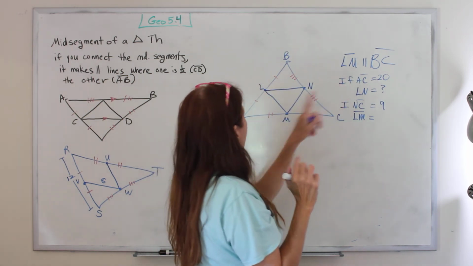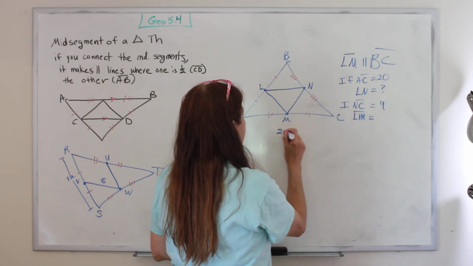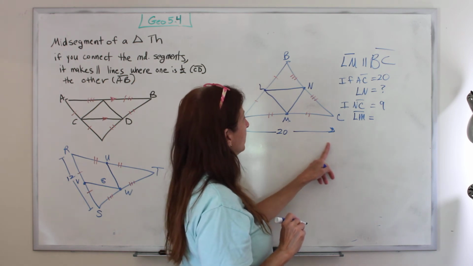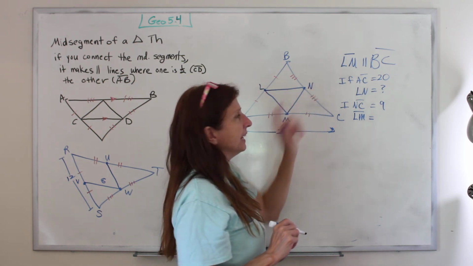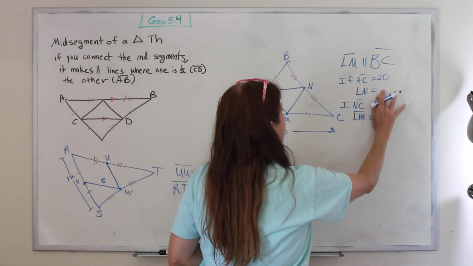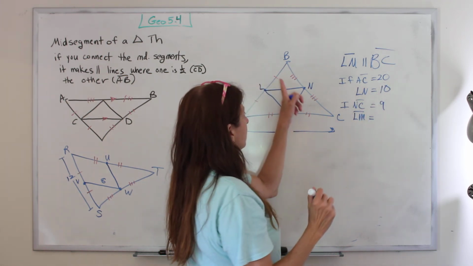Okay? If AC is 20, so that's 20. If AC is 20, what would LN be? Well, it would be half of it, wouldn't it? So it would be 10.